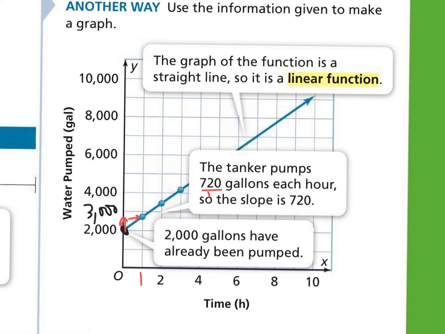When you graph this, since it's got a constant rate of change, a constant slope, it is going to be a linear function. And linear function means it makes a straight line. The graph makes a straight line. In the word linear, you see the word line at the beginning. So an easy way to remember: a linear function makes a straight line.